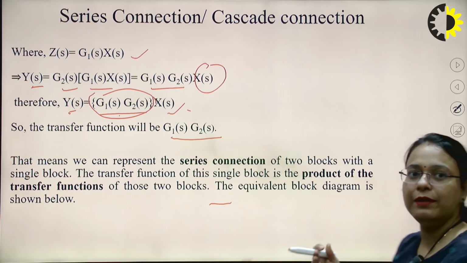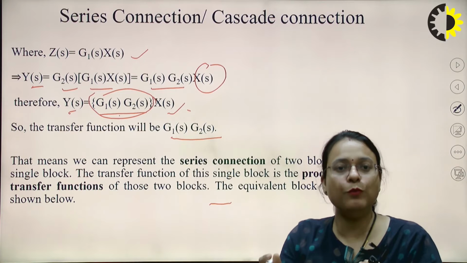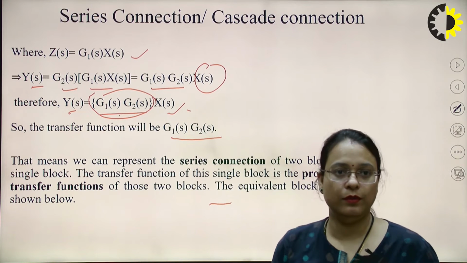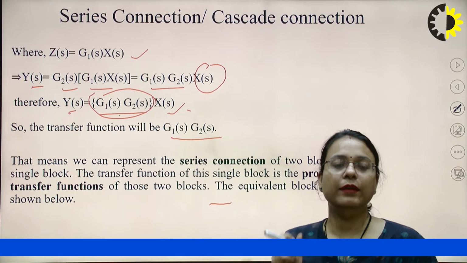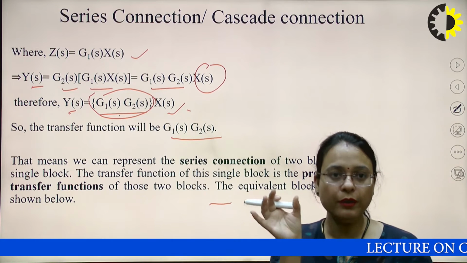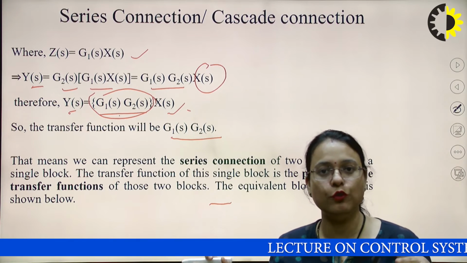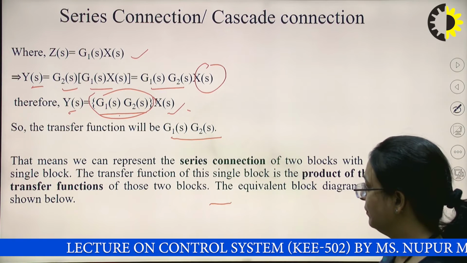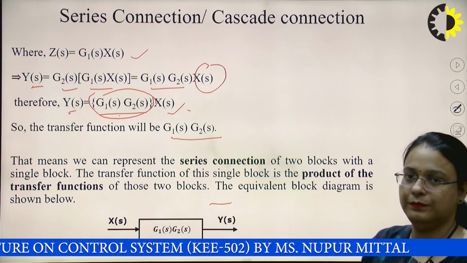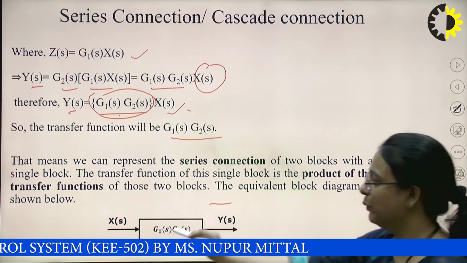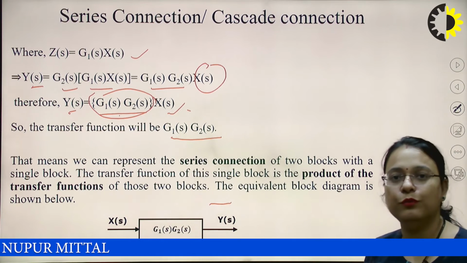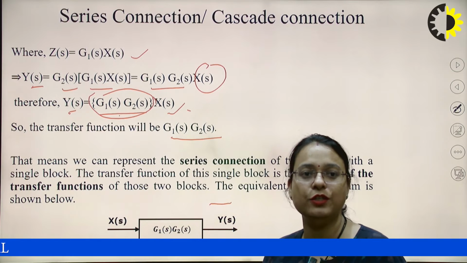That means we can represent a series connection of two blocks, or n blocks, with a single block. Basically, the single block is the product of the transfer functions of those n blocks, and the equivalent diagram is this. I have already told you Ys will be equal to G1 into G2 into Xs, and it is possible for n blocks connected in series with each other.